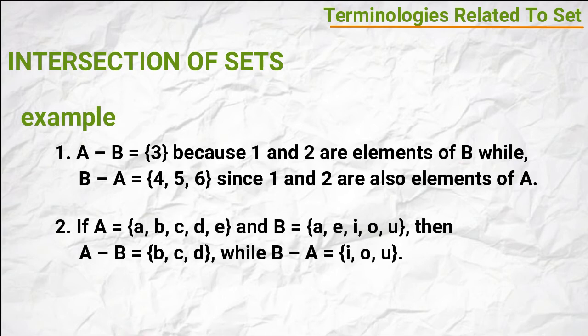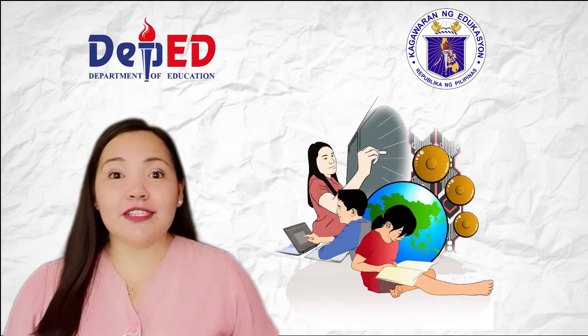In example 2, if A is equal to {a, b, c, d, e}, and B is equal to {a, e, i, o, u}, then A minus B is equal to {b, c, d}, while B minus A is equal to {i, o, u}. Do you follow me?